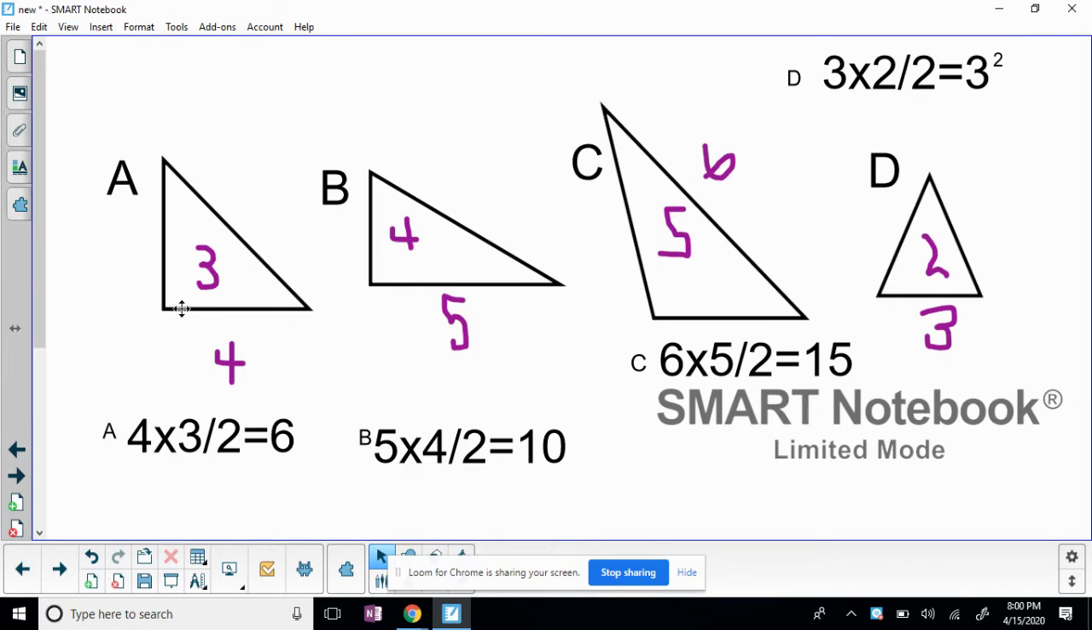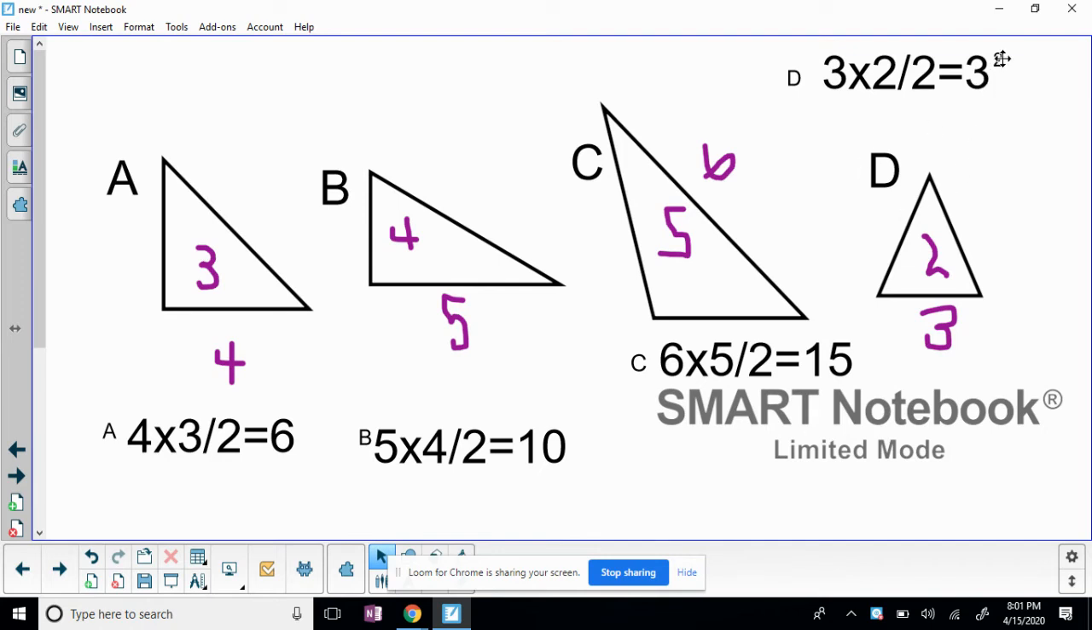So, base, and however you want to calculate the height, you want to go this way, think of it like flipping the shape over. So the line would go from here to here, say it's 3 centimeters. Base times height divided by 2 equals 6. Base is 5, height is 4, divided by 2. Okay. Base is 6, height is 5, divided by 2. My equilateral triangle, base is 3, height is 2, divided by 2.